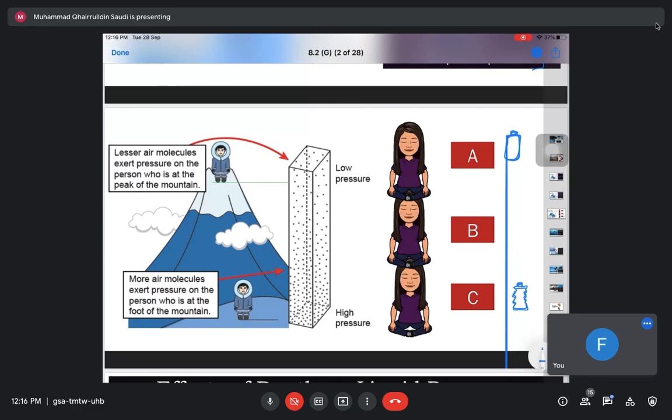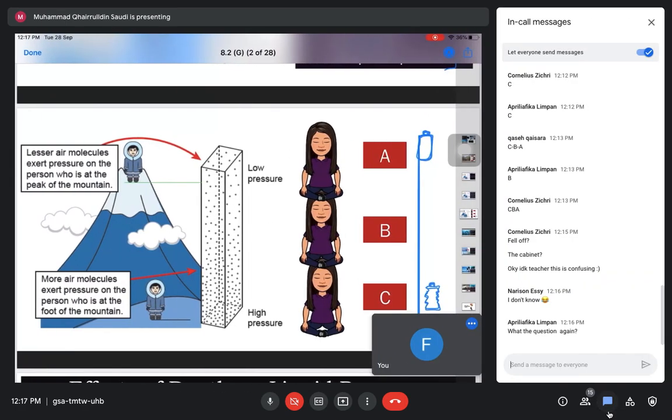I just wanted to see if you can relate our lessons before. Can you guess why it is dented? Anyone? Yes, good. Because of the higher pressure.